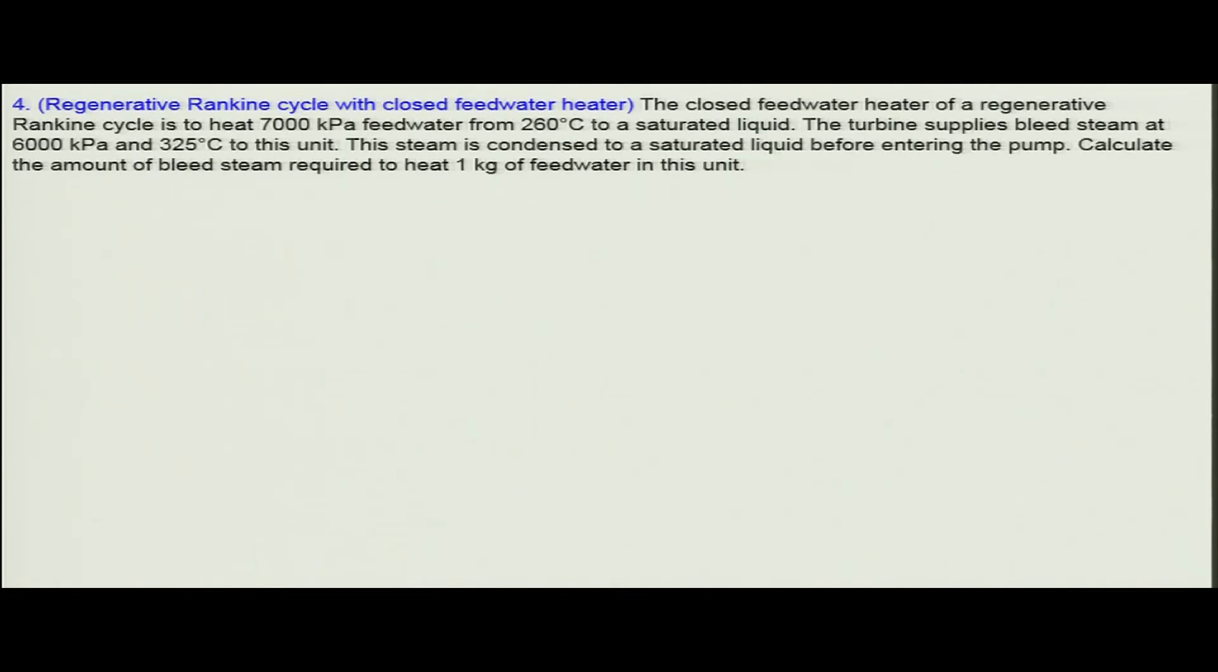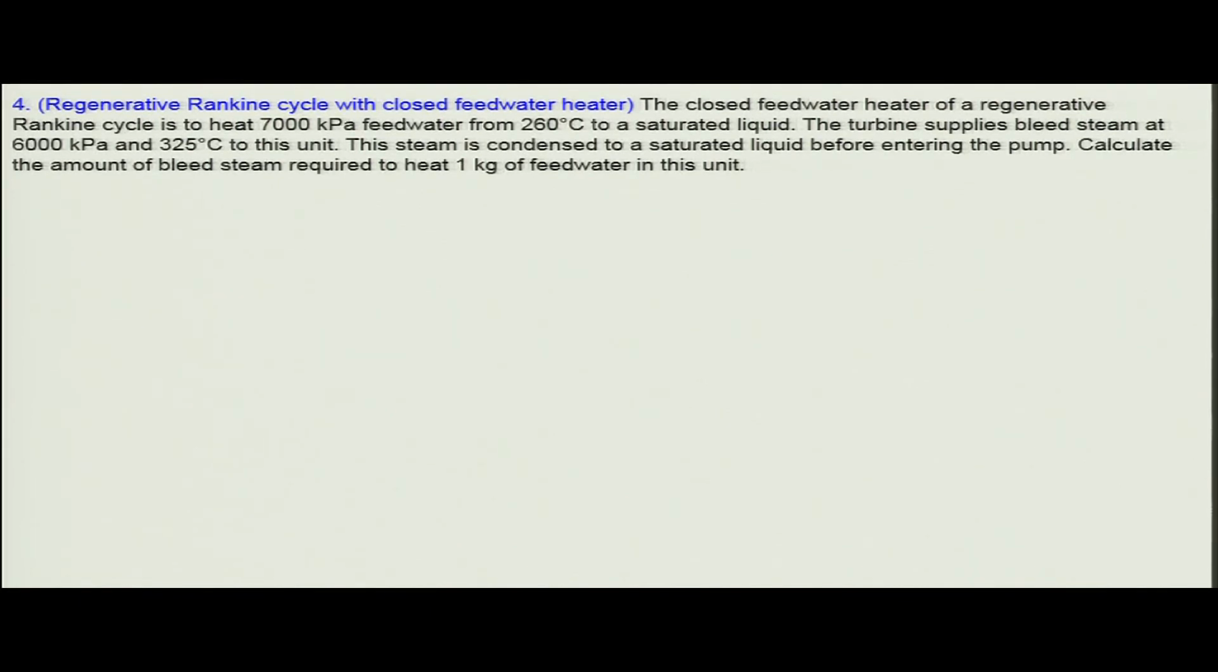In the next problem, we are going to look quickly into a regenerative Rankine cycle with a closed feed water heater. Here it was an open feed water heater, but now we are looking into a closed feed water heater. Here, in the closed feed water heater regenerative Rankine cycle, the aim is to heat 7000 kilopascal feed water from 260 degree centigrade to a saturated liquid.